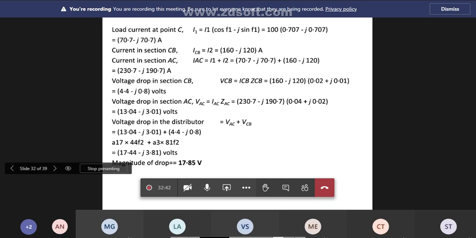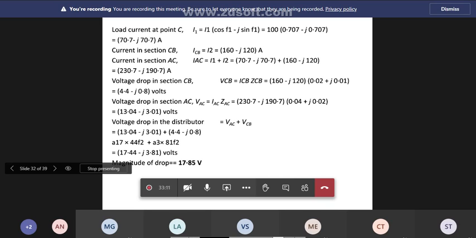Now the current at sections. The current in section CB is the same as I2, right? CB or I2, both are the same. Already you have calculated 160 minus j 120. The current in section AC, IAC, is equal to I1 plus I2. I1 is 70.7 minus j 70.7, I2 is 160 minus j 120, like this. Now calculate impedance, calculate currents.